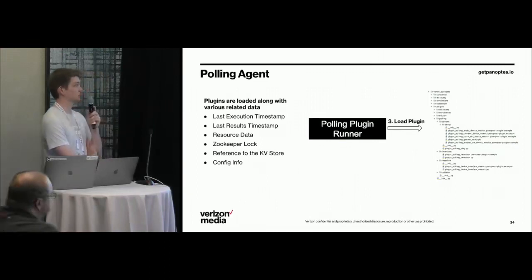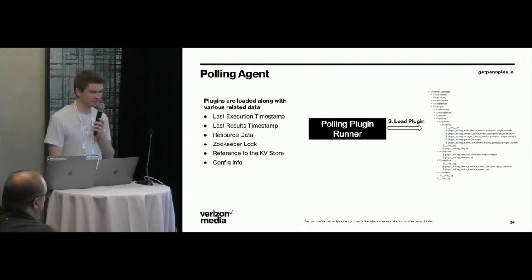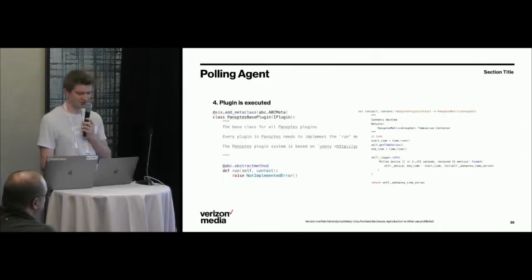So it's a Zookeeper lock. It has a reference to the key value store. This is where all the metadata is stored. So once the plugin is done running, it has to go back and update these values. So it has the reference. And then there's the config info, like execution frequency, and basically the entire config file that I showed you initially.